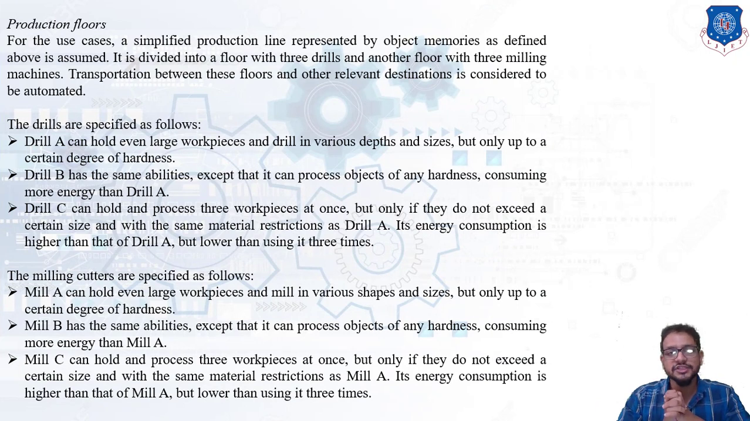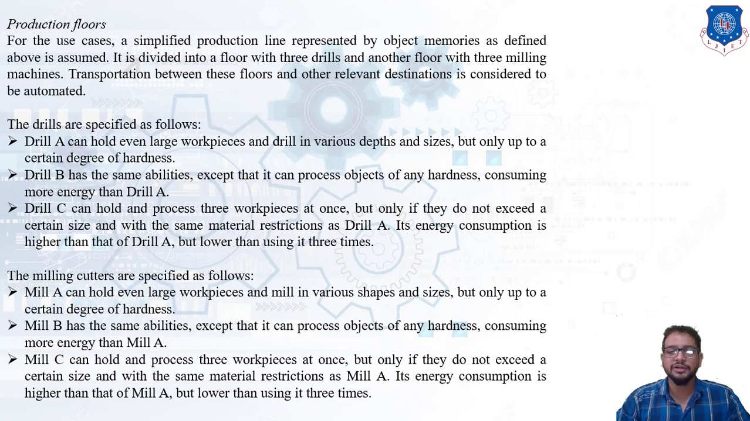Now, as the name itself suggests, production floors are the floors where production of a workpiece takes place, where machines such as drilling machines and milling machines are present. Different types and numbers of machines will be present on a production floor, that is in a workshop. Now we are going to consider a simplified production line, which will be represented by a digital object memory. Let us consider that we have a workshop which has two floors.